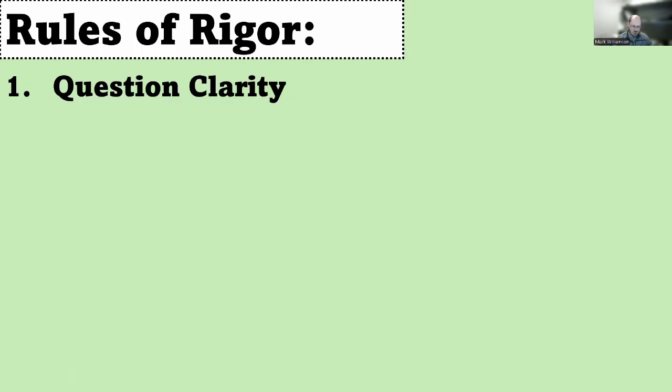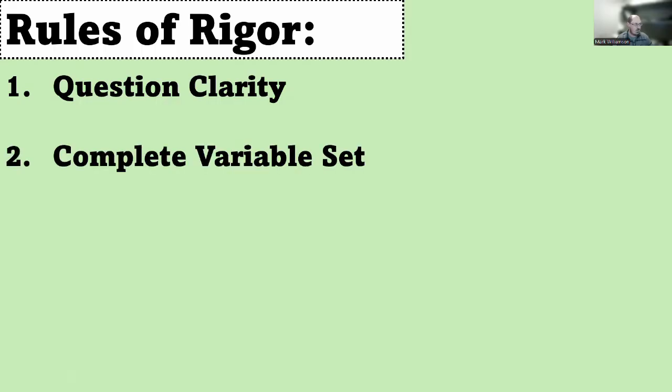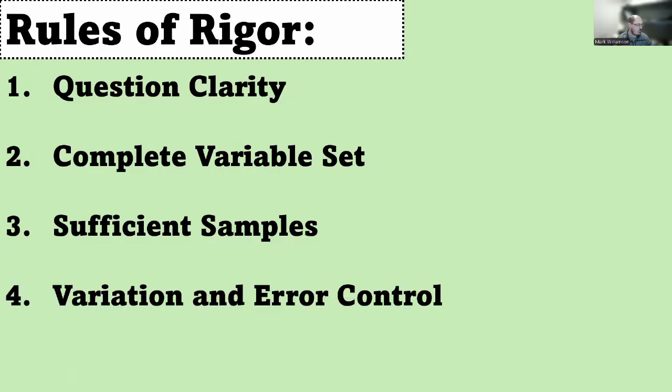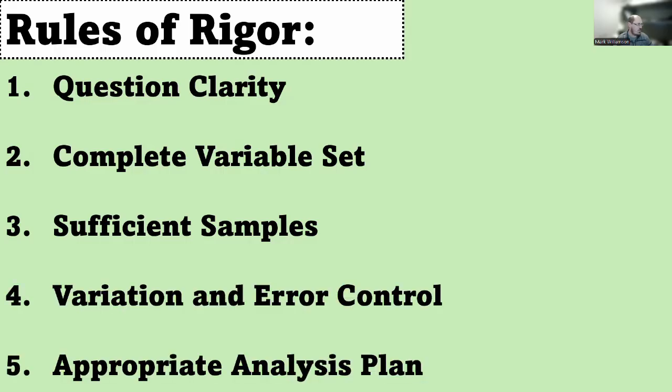We'll talk about question clarity, having a complete variable set, making sure you have sufficient samples, variation and error control, and finally, an appropriate analysis plan. So, first part, question clarity.